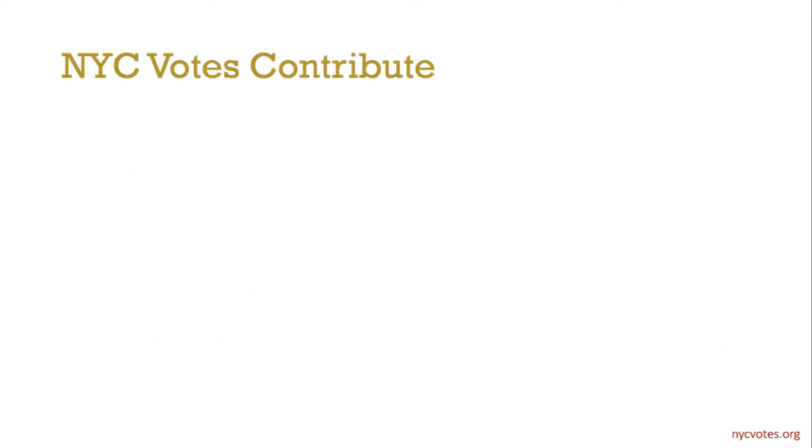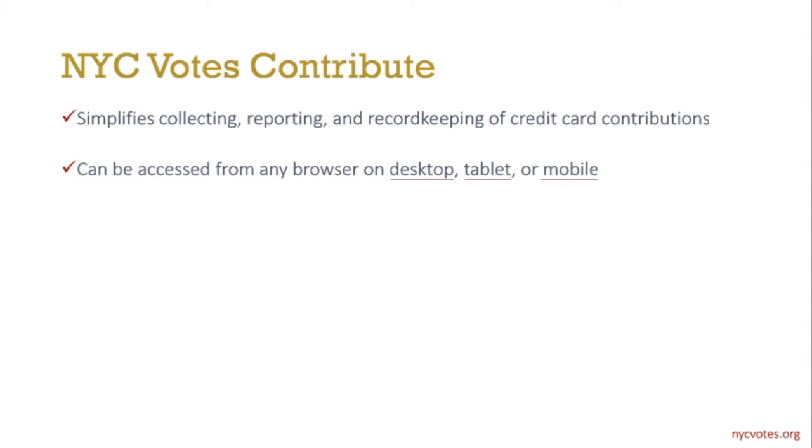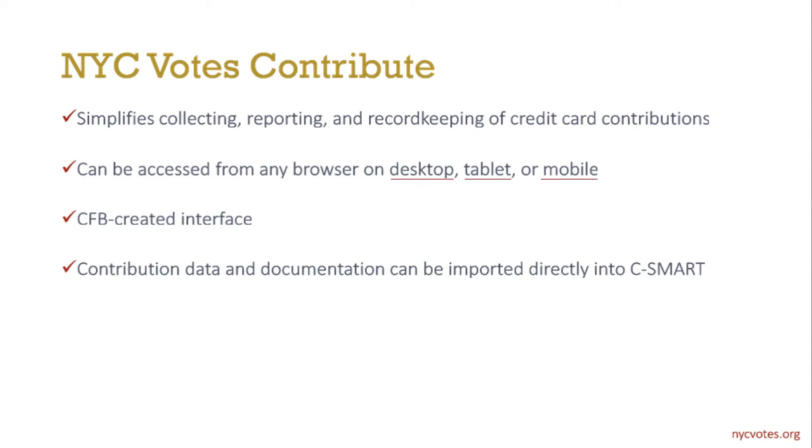Let's start by covering some of the highlights of how NYC Votes simplifies the collecting, reporting, and record-keeping of credit card contributions. It can be accessed from any browser on any device with an internet connection, including desktop computers, tablets, and mobile devices. It includes a CFB-created interface, so you can rest assured that the site meets CFB requirements. Contribution data and documentation can be imported directly into CSmart.